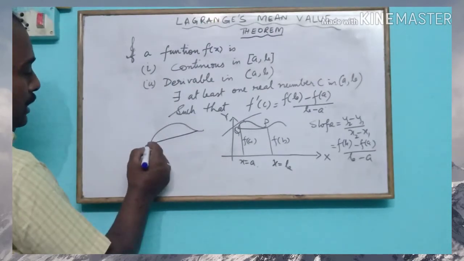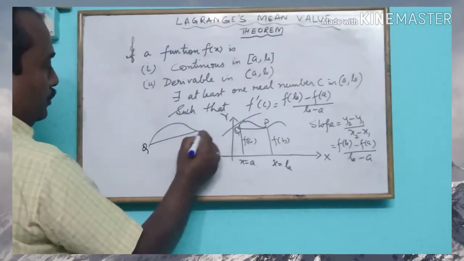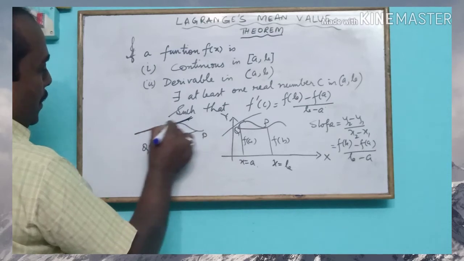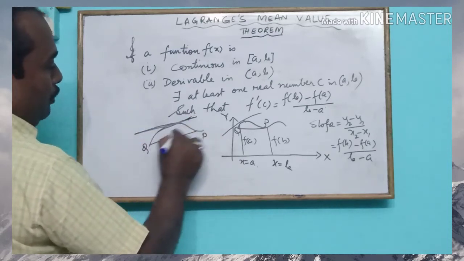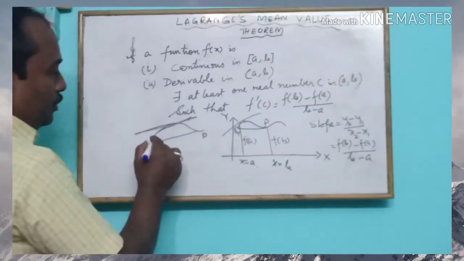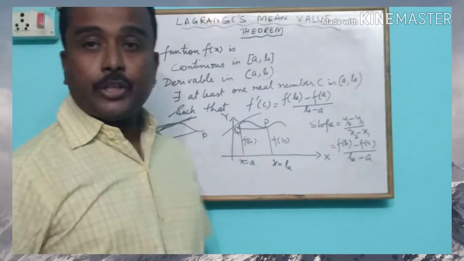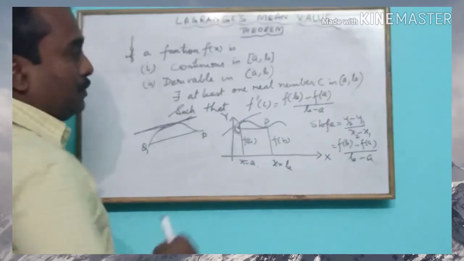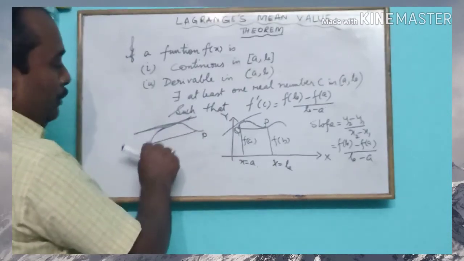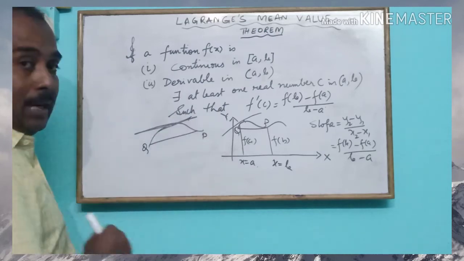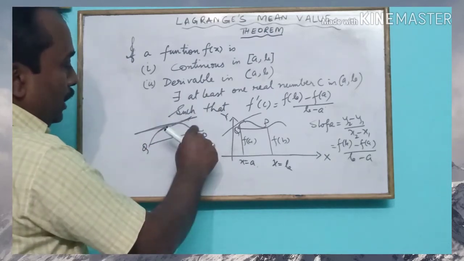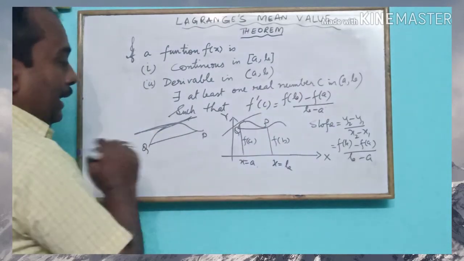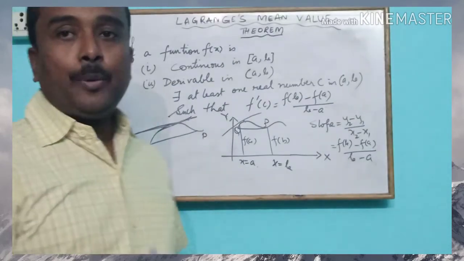Suppose this is the line joining P and Q. Then we will get a point here at which, if I draw the tangent, it will be parallel to PQ. So this is the geometrical interpretation of Lagrange's mean value theorem. Let me repeat. If the function satisfies all the conditions of Lagrange's mean value theorem, then we will get a point c in between the interval (a, b), where if I draw the tangent, that will be parallel to the line joining the endpoints at b and a. These two lines will be parallel. This is the geometrical meaning.